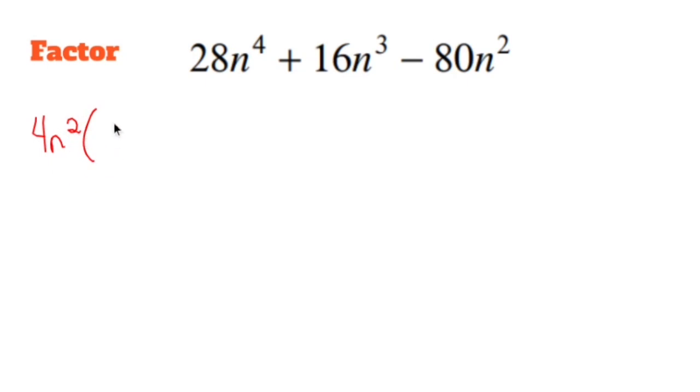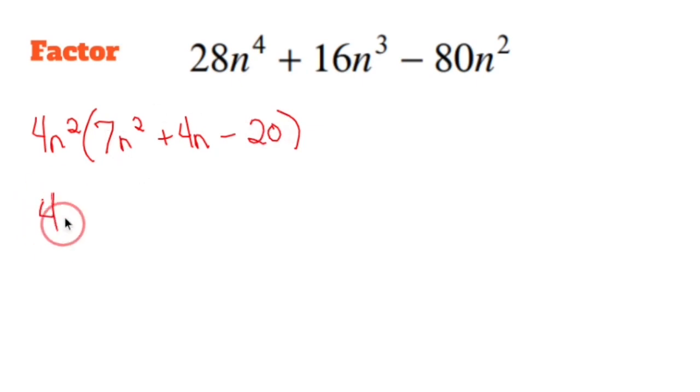When I bring that out, I am left with 7n squared plus 4n minus 20, and that's it. I don't know why that took me so long, but it took me so long. Now, when I'm done pulling a greatest common factor out, I'm left with what looks like a quadratic, because it is, and I should be able to look at this and ask myself, does this factor any more?